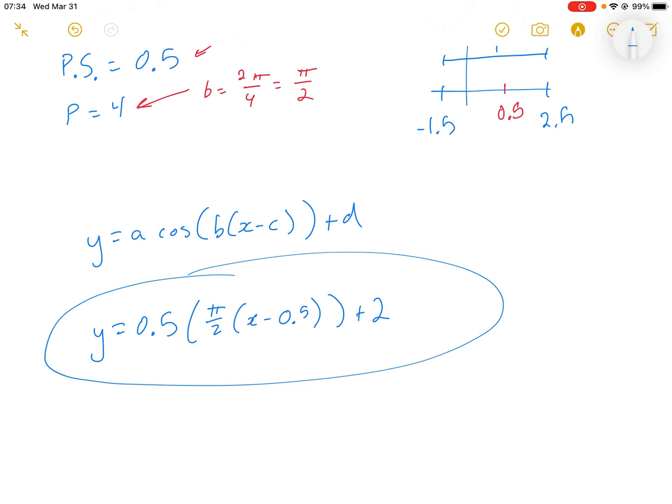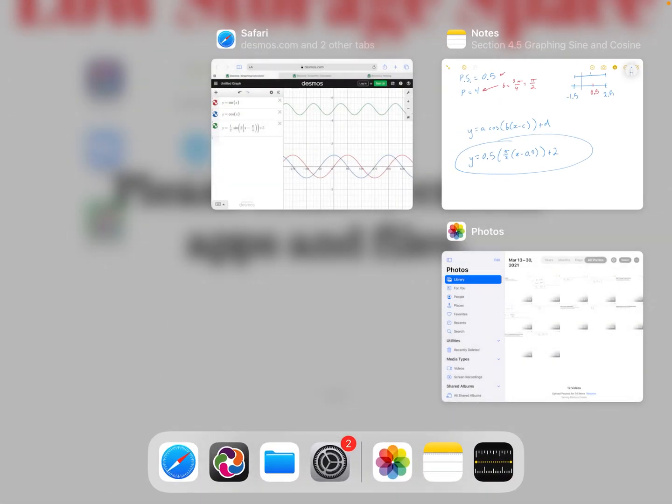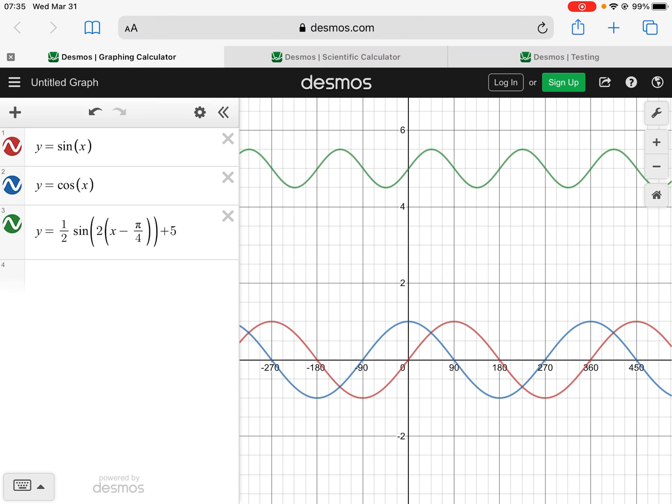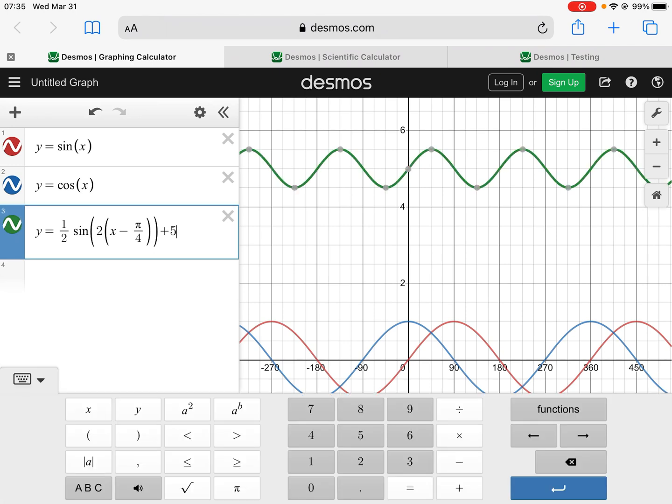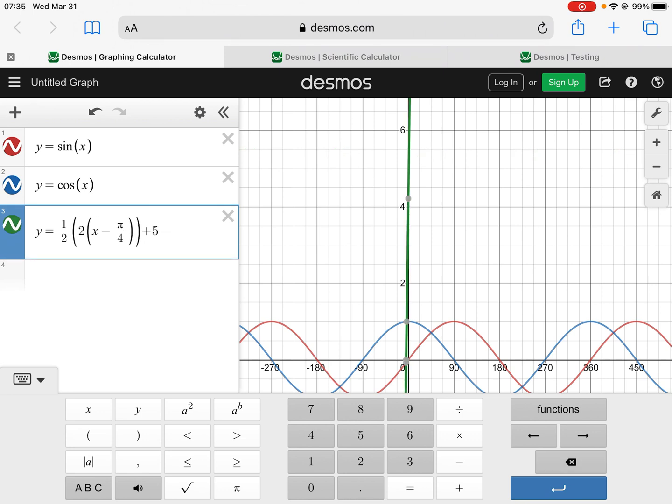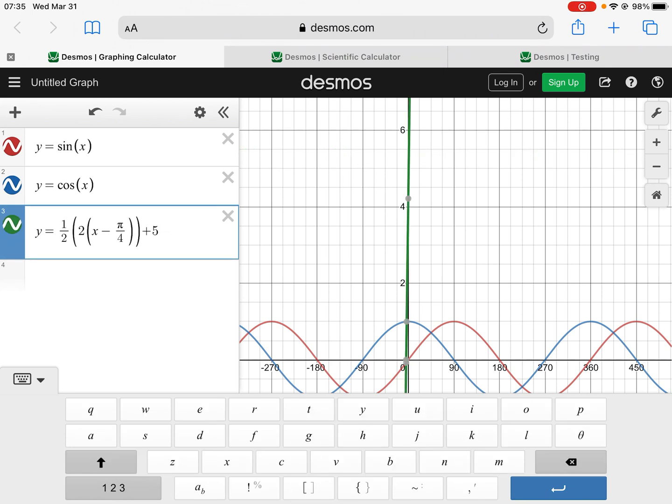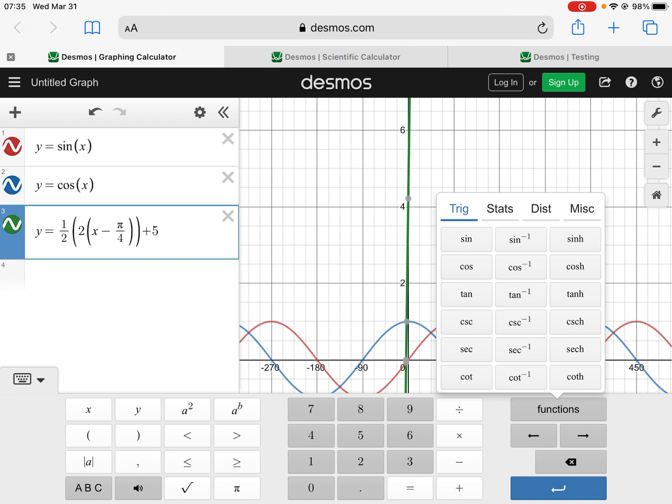And then you could always go into Desmos and double check it if you'd like. You can always open up the Desmos app and let's see, it was a cosine graph. Let's go ahead and do cosine.